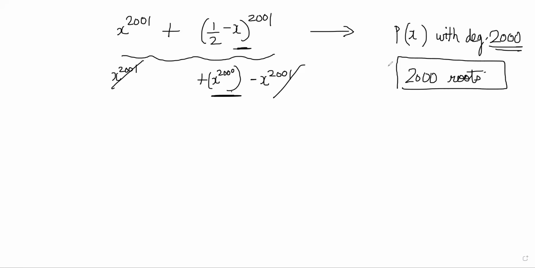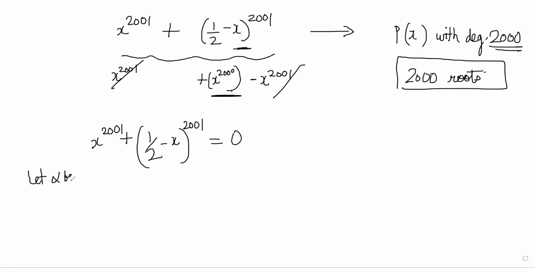We want to find out the sum of the roots, right? Now, if you want to find out the sum of roots of this equation, think about it. Let's assume alpha is one of the roots, right? Let alpha be a root, correct? So what is the relation satisfied by alpha? You have alpha^2001 plus (1/2 - alpha)^2001 is equal to 0, right?